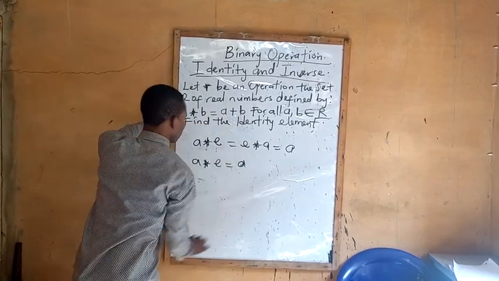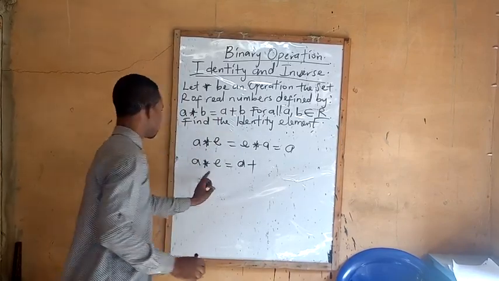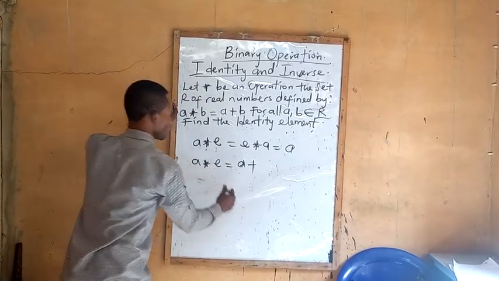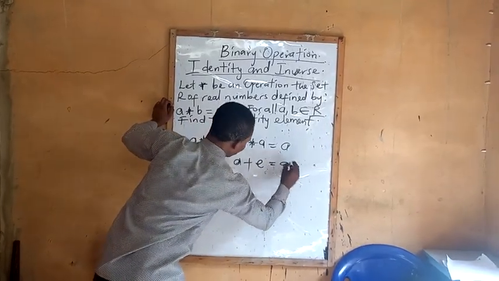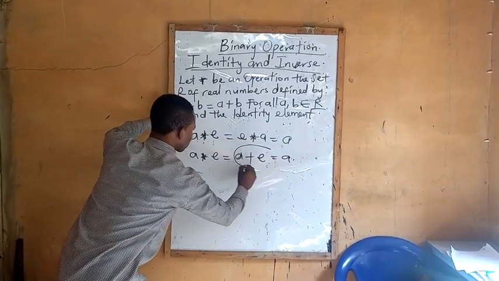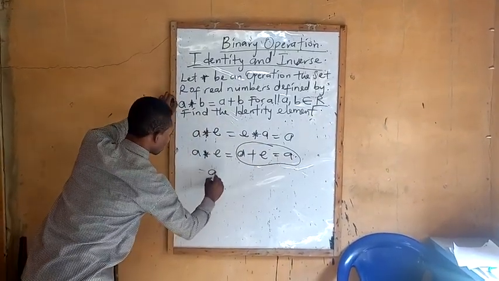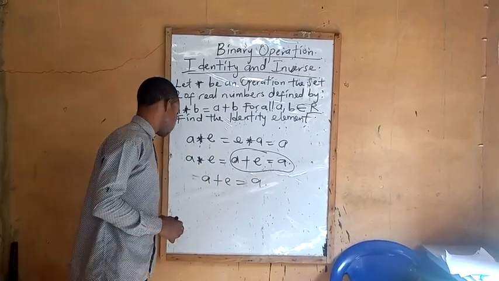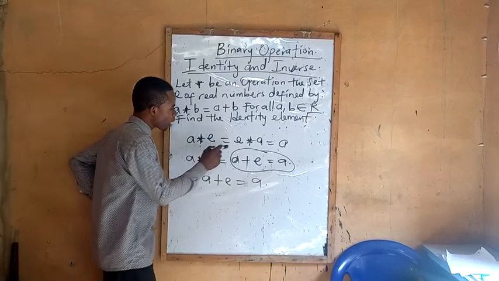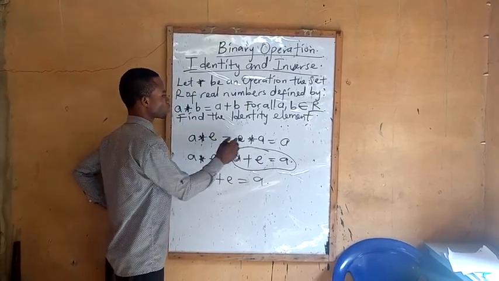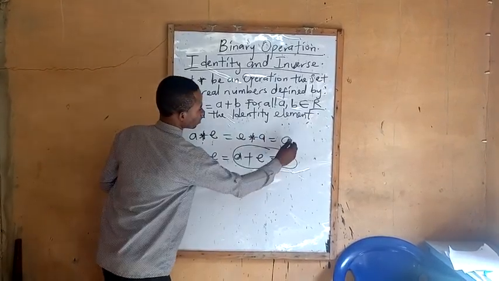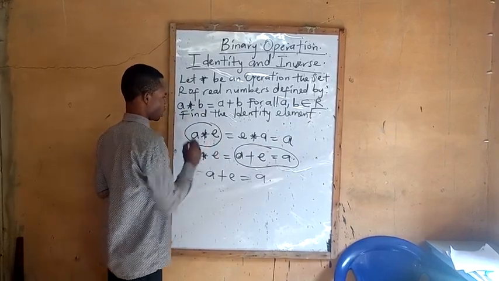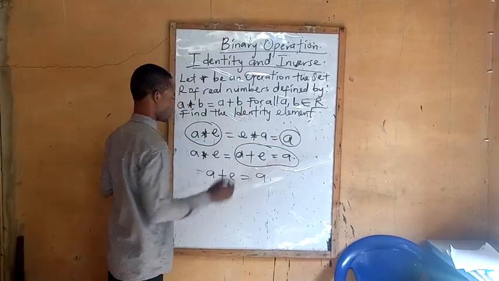That means A plus E. Instead of writing B now, it will change to E. A plus E equals A. Now, this is all we need: A plus E equals A. Let me say it again. Since our formula is A asterisk E equals E asterisk A equals A, are you getting this? I just need this to equal A. That's what I need.